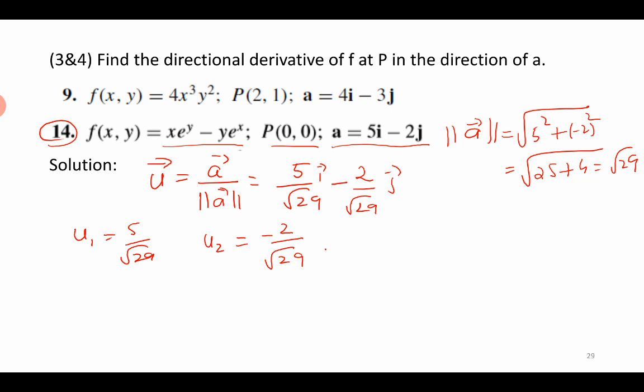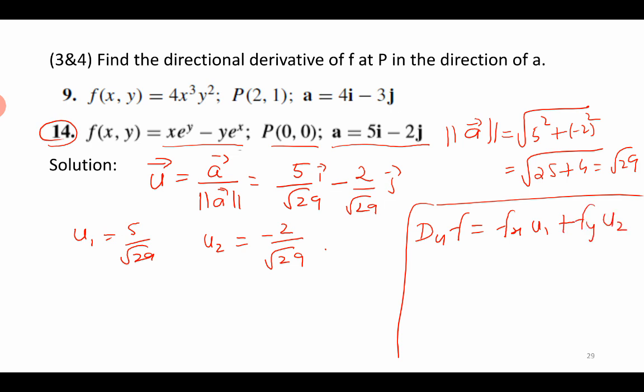Okay, now we need two more elements to write the formula. What is the formula of D_u f? D_u f is fx u1 plus fy u2. We know u1 and u2. We are supposed to find fx and fy. Let's find them on this left side.